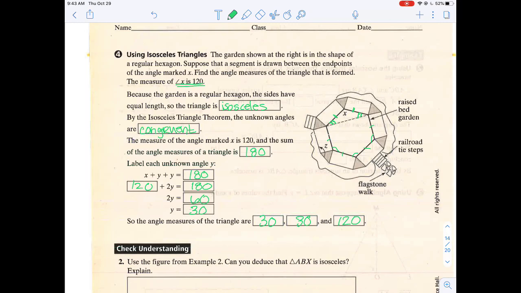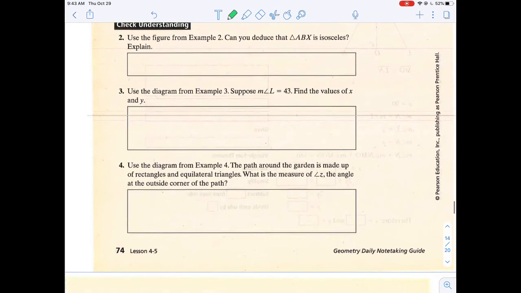Okay, so now there's a couple more check for understanding problems here for you. Number 2 says use the figure in example 2. Can you deduce that triangle ABX is isosceles? Is there enough information there? Yes or no, and then explain what you think. And number 3, use the diagram from example 3. This time we're going to say angle L is equal to 43 degrees, and you're going to figure out what X and Y are from there.